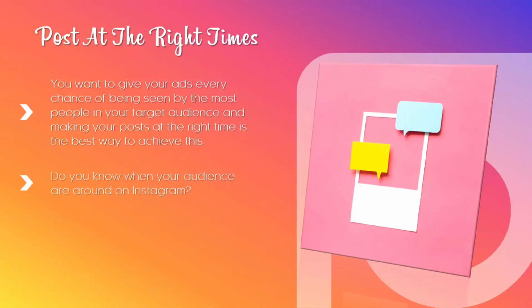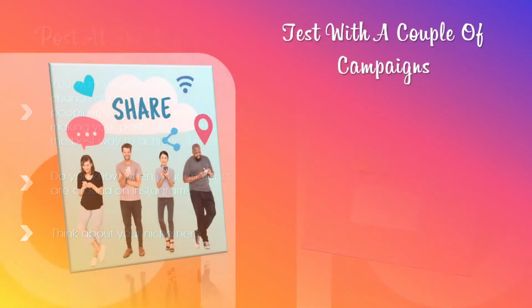Do you know when your audience are around on Instagram? If you don't, then you need to find this out. You can experiment with different days and time and work out optimum times with trial and error. Think about your niche here. If you run an online store, what days and times do shoppers typically browse and make purchases? Look at your own website stats to see when you have traffic spikes, and use these as the basis for your posting schedule.